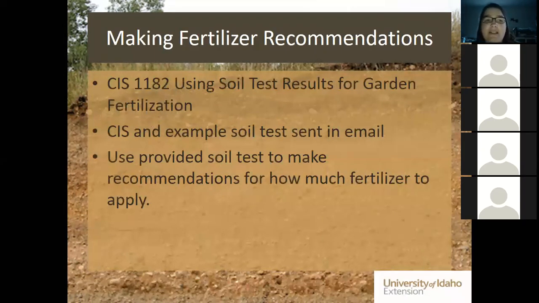So we're going to use CIS 1182. That's a bulletin by the university. It's called Using Soil Test Results for Garden Fertilization. And the email I sent about 4 o'clock today, I included that as an attachment on the email. It's also available online. Oh, and I forgot to send you the example soil test in the email. So I've got screenshots of it on here. We'll kind of walk through using that.